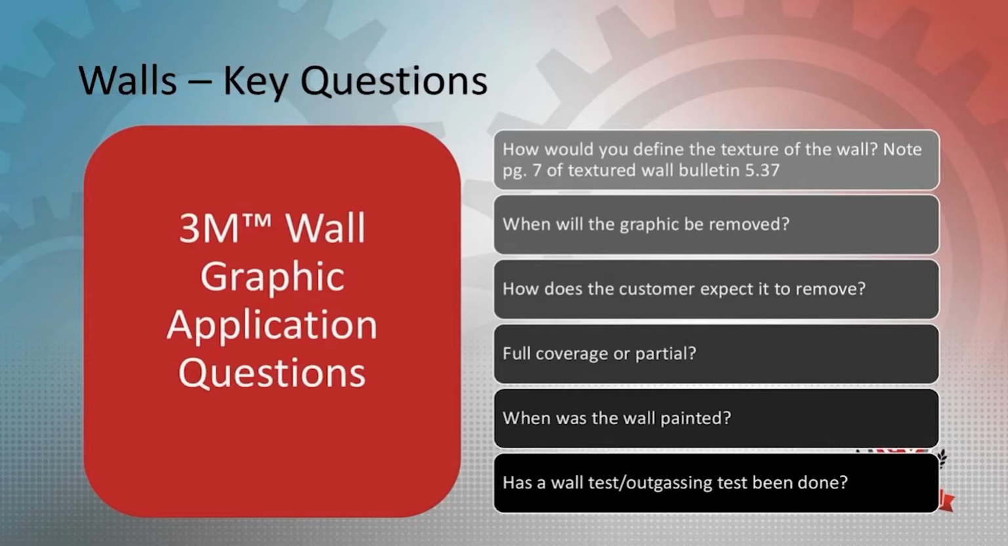A lot of people will say, yeah, I have a level 5 finish on my wall when it's not actually a level 5 finish. So make sure you understand what the texture of the wall is. When the customer is wanting the graphic to be removed, is this going to be a short term or is it going to be a long term? And then how they want it to remove. Are they wanting it to remove like an ultra removable adhesive? Are they wanting it to remove with no residue left behind, or are they okay with some residue left behind? Do you want full coverage or partial coverage?